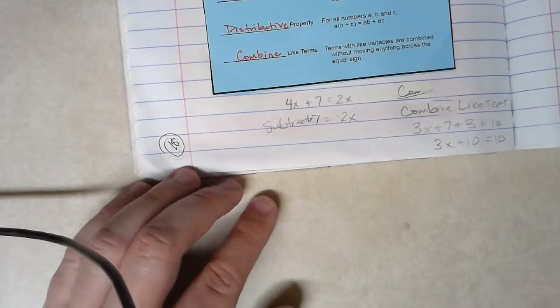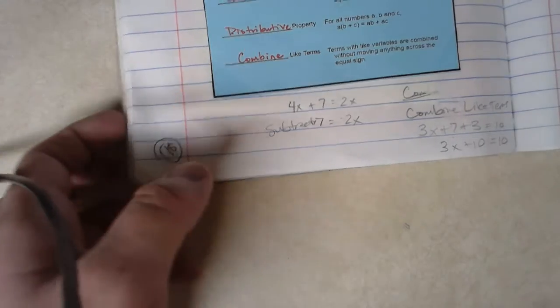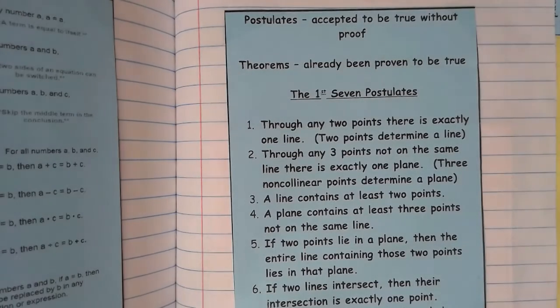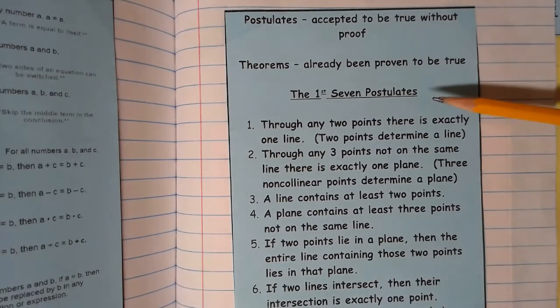So that's 10 properties from algebra that we'll be using when writing our proofs, and then a few other postulates to keep in mind as well whenever we start writing our proofs. Okay, so we've talked about a couple of these back in Unit 1, so we're going to hit them one more time. So 7 postulates that we can assume to be true.